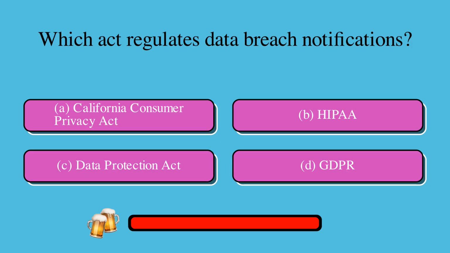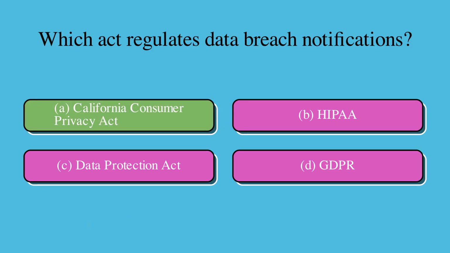Which act regulates data breach notifications? Is it A, California Consumer Privacy Act, B, HIPAA, C, Data Protection Act, or D, GDPR? The correct answer is A, California Consumer Privacy Act.